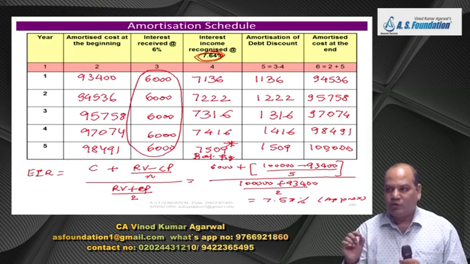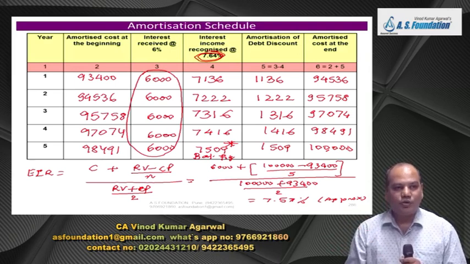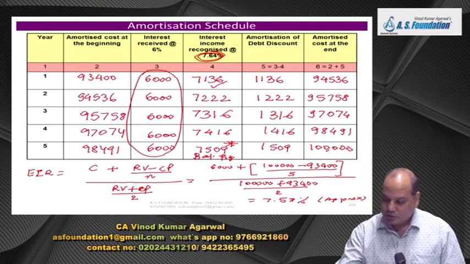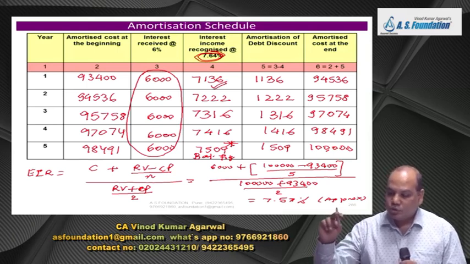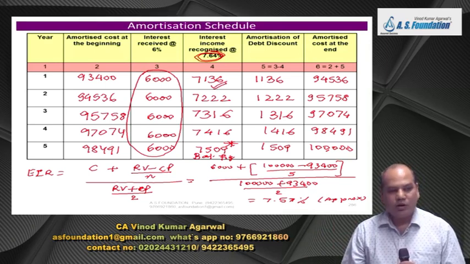Narration: purchase of investment. And then you will go to 31st December 20x5. Interest earned entry. Investment in bond account debit 7136, to interest income account 7136.